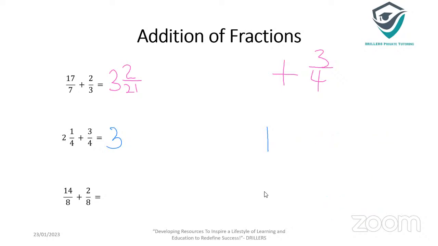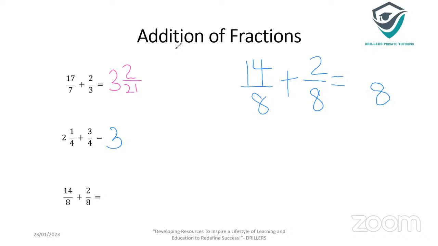And now we're going to consider the last set. So we have 14 over 8 plus 2 over 8. So if we examine this, we have no mixed numbers. And then if we look at it, both of our fractions are like. So this one is pretty easy. So we keep the denominator, which is 8, and then we add the numerator. So 14 plus 2 is equal to 16.